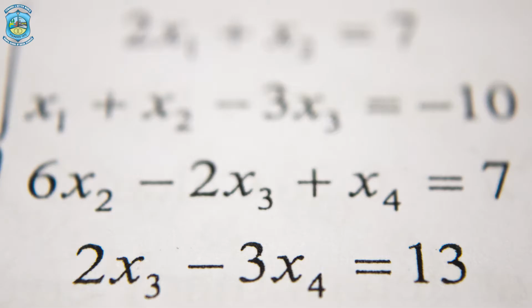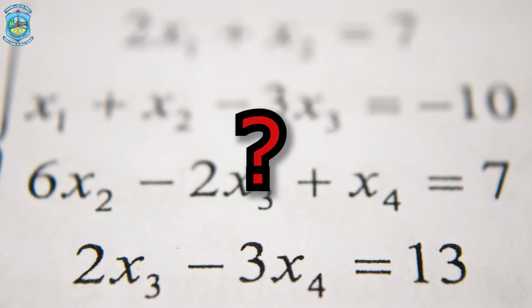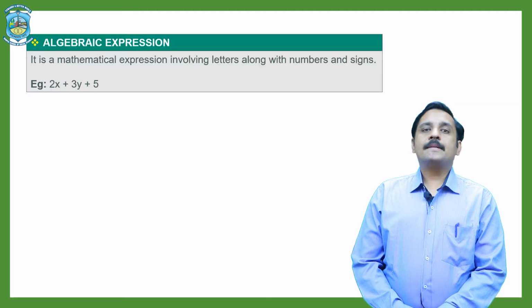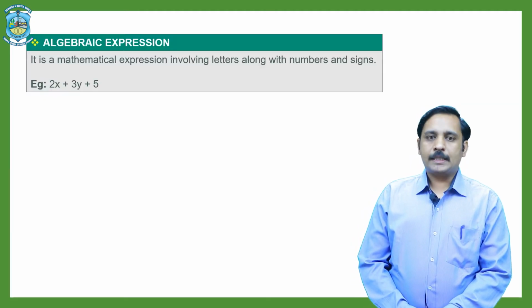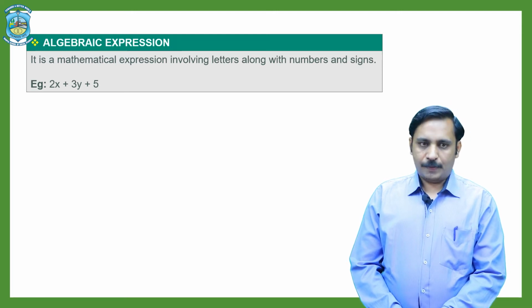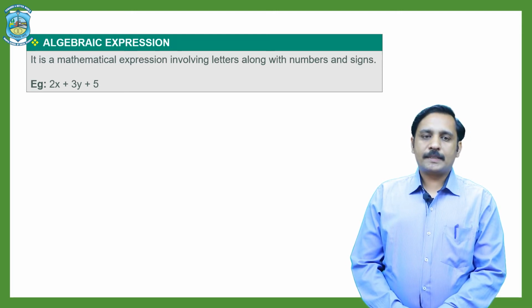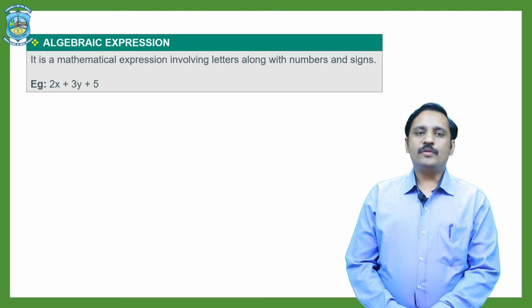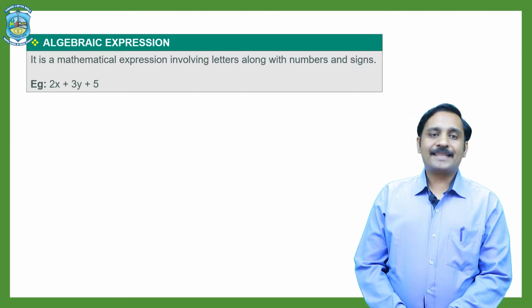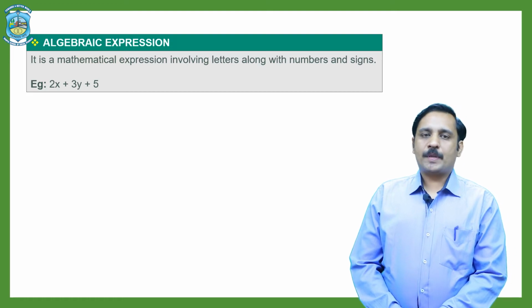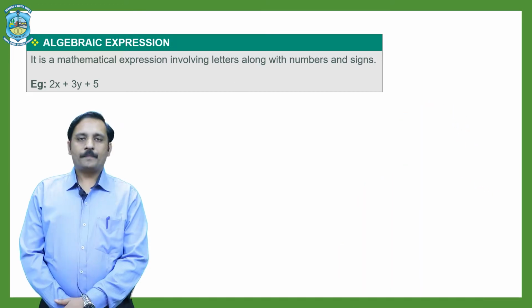Before starting this topic, let us now discuss what we mean by algebra. In mathematics, algebra is a branch of maths which deals with the use of various symbols or variables to solve some logics. This is a branch called algebra. Now let us see what is an algebraic expression. It is a mathematical expression involving letters along with numbers and signs. For example, we have an expression called 2x plus 3y plus 5. Here 2, 3 and 5 are called constants and x and y are variables. This type of expression is called an algebraic expression.